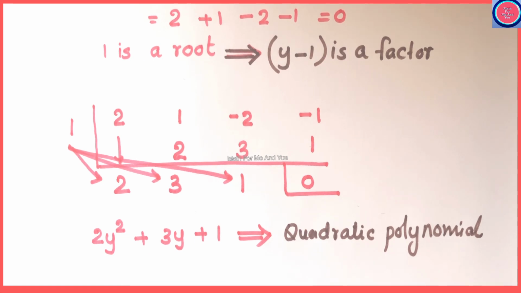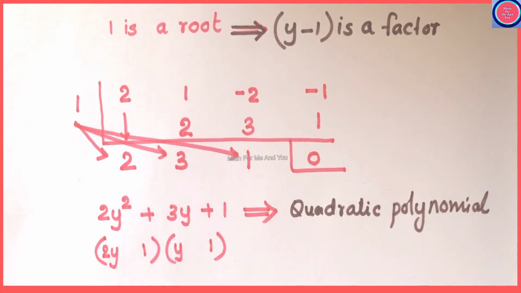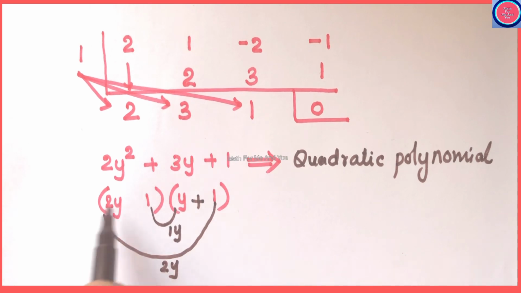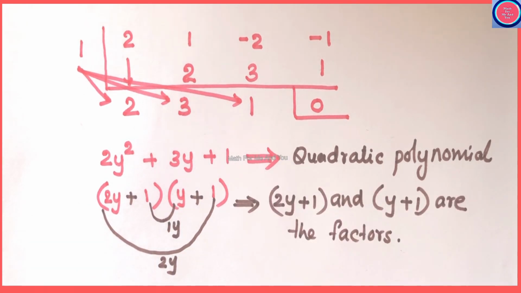We are going to factorize this. How to factorize? Here the first term 2y square, the factors 2y and y we can write in 2 brackets. Next we have to write the number, that is the constant 1, its factors 1 and 1. Then check whether we are getting the middle term or not with these factors. 1 times y. By cross multiplying we get the result 1y. And 2y times 1, the result 2y. Total 1y plus 2y, it is 3y. Yes, we are getting the middle term. So the correct factors are 2y plus 1 and y plus 1.